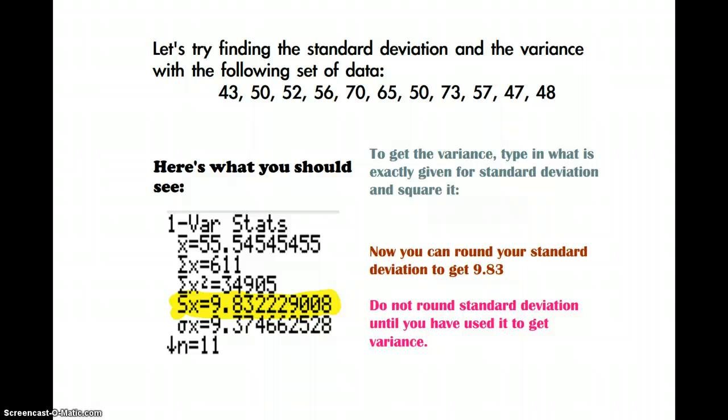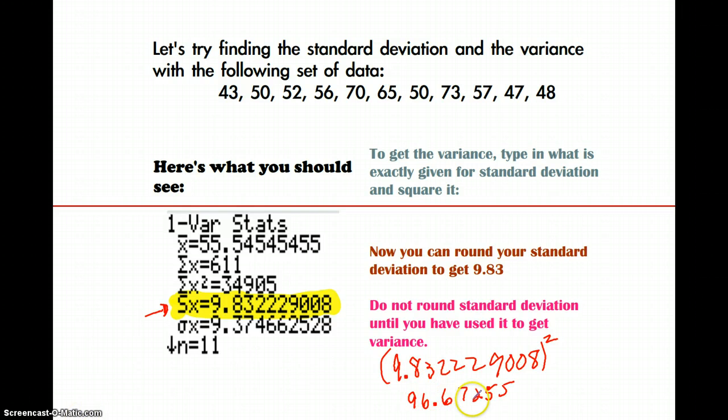For the following data set, you want to input this in the list and find the standard deviation. We're going to be using the sample standard deviation on this one. This is the one that's highlighted. Once you find the standard deviation, if you want to find the variance, you simply take that number, input it in your calculator, and square it. And once you do so, you get 96.67255.